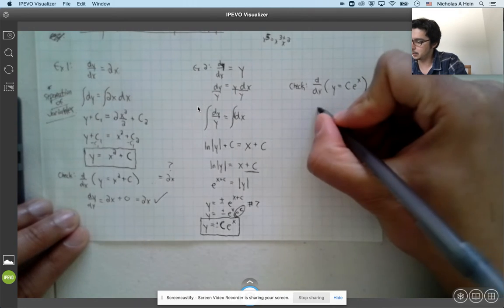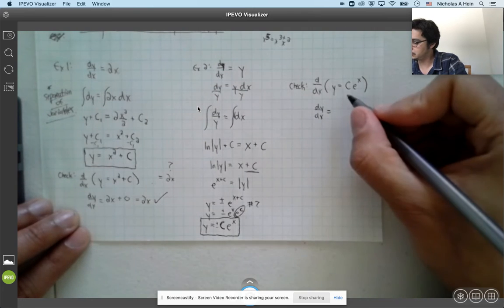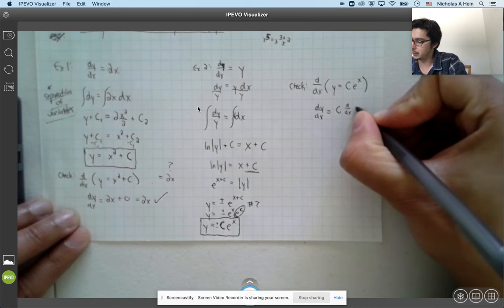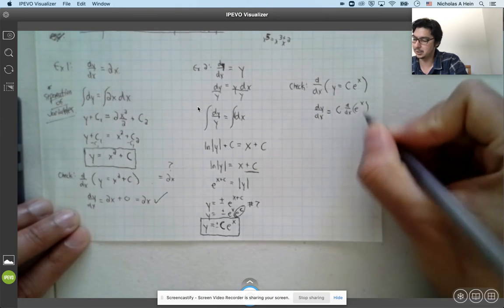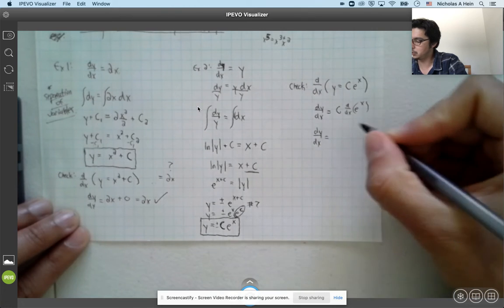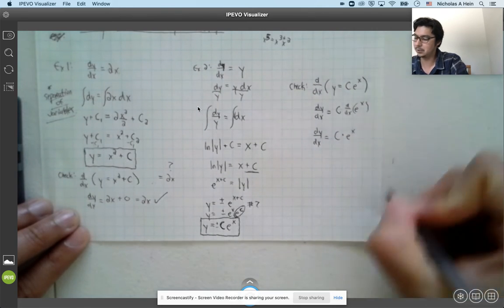Okay, so then we'll get dy/dx is equal to, now the c I can pull out, so I'm going to do c times the derivative of e to the x, because c is just a constant again. So what I'll get is dy/dx is equal to c, and then what's the derivative of e^x? Well, that's e to the x.